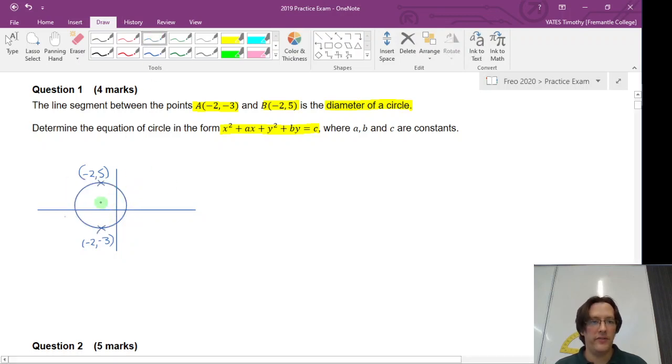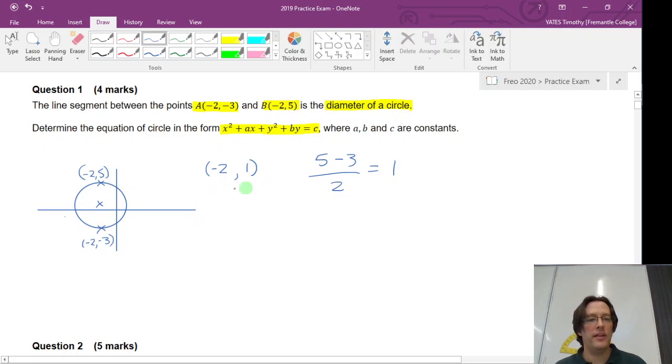Now, in order to get the equation of the circle, we need to find the center. Now, obviously, this has an x-coordinate of -2. We're quite fortunate in that the x-coordinates are lined up. We don't have to use any trigonometry or Pythagoras to work anything out there. And the y-coordinate is going to be halfway between these 2 points, and that is a 5 and a -3, so halfway between those is going to be at 1. Or we can add those together, 5 take 3, divided by 2, that also gives us our 1.